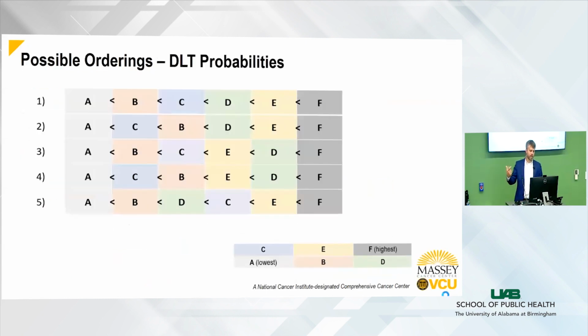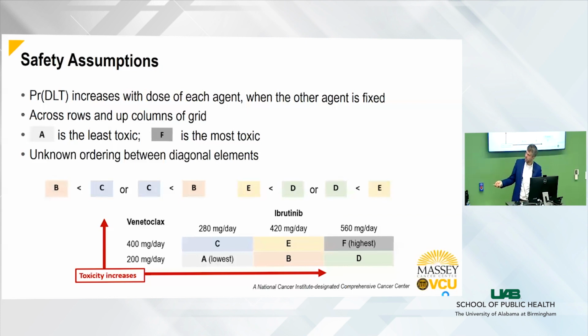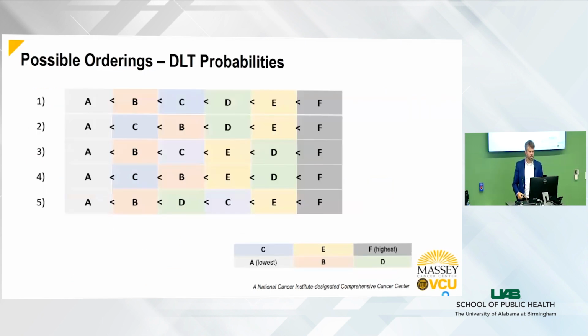This formulates a set of possible orderings, right? We can use this information like, is B less than C or is C less than B, right? Or is E less than D or is D less than E? We don't know. Let's formulate some possible orderings that could be used to model DLT probabilities. So again, A is the lowest, right? F is the highest, and then I have the uncertainty among the diagonal elements.